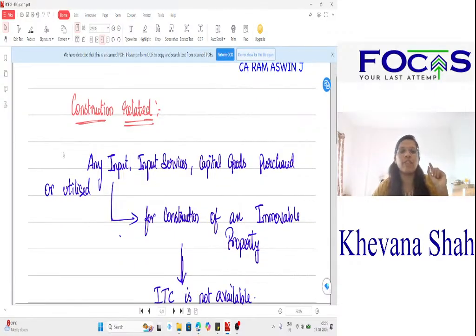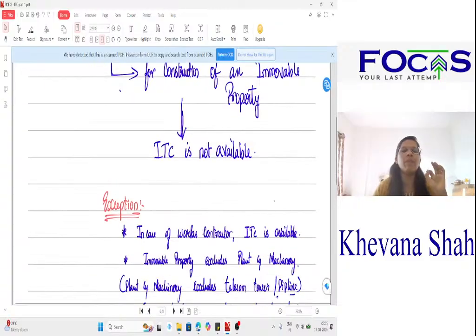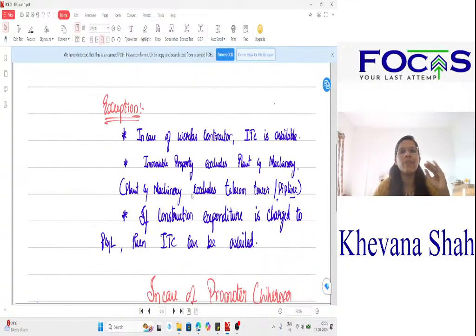Then we have the next section which talks about construction related. So any input services or capital goods purchased or utilized for construction of an immobile property, ITC is not available. So always remember, in case of construction for an immobile property, input services and capital goods, whether purchased or utilized, the ITC for the same is not available. It is always blocked, and we have certain exceptions to these.